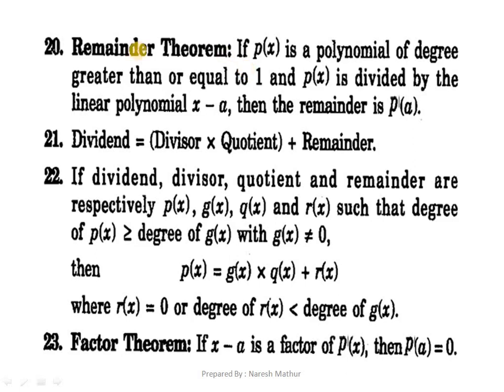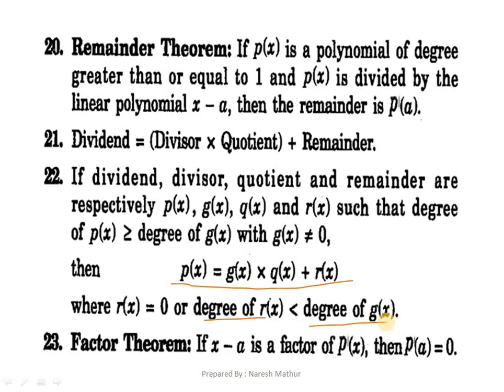Now we have dividend equals divisor into quotient plus remainder. This is the basic division algorithm. Now if we are talking about a polynomial, obviously dividend, divisor, quotient, and remainder will be in the form of polynomials. So we can write it in the form p of x equals g of x into q of x plus r of x, where p of x is the dividend, g of x is the divisor, q of x is the quotient, and r of x is the remainder, where the degree of r of x is always less than the degree of the divisor.